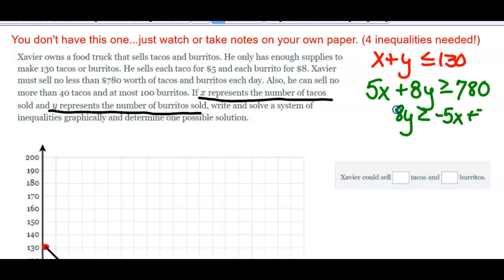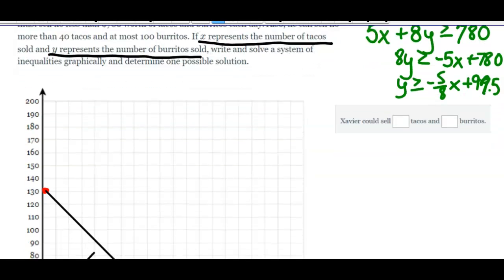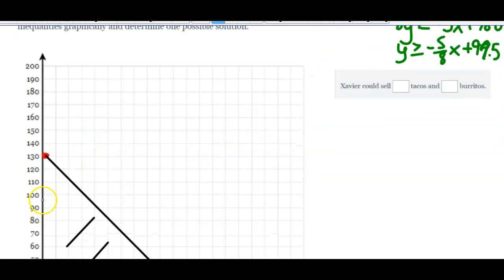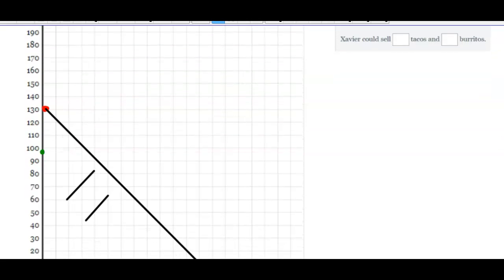Nitro, stop. Let's see, 780 divided by 8. 99.7. Did I do something wrong? 97.5. I can't read my calculator. Is that what I had on here? Oh, I don't have notes on this. Okay. So 97.5, down 5 and over 8.